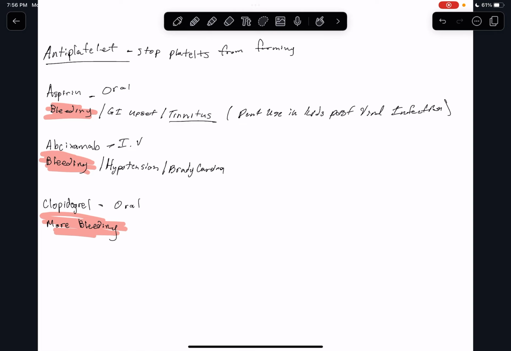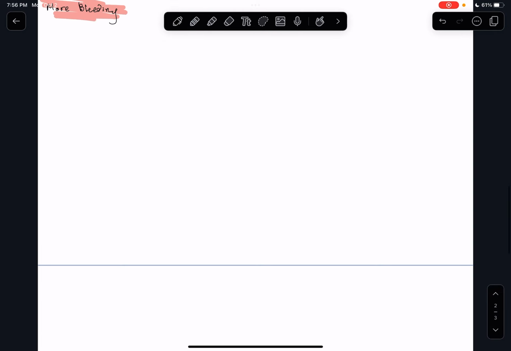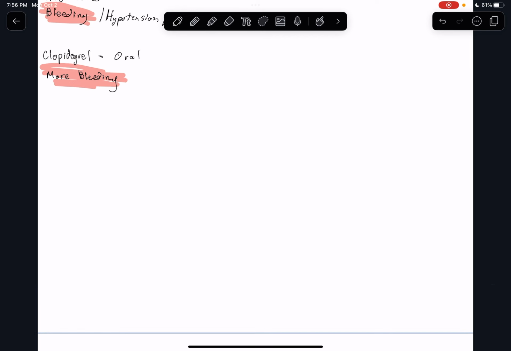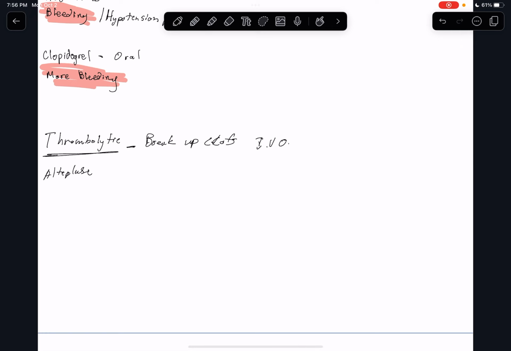Also, there's one medication that I haven't written down here. Real quickly, I'll write it down. It is called Alteplase, and this is a thrombolytic. Thrombolytics break up clots. The medication is called Alteplase. So you have a clot that forms, this goes in, breaks it up into small pieces, and the body digests the rest of it. This is IV only.